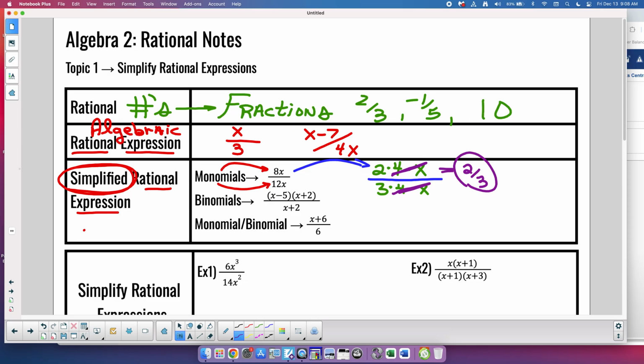You are also allowed to take binomials and divide by what? Binomials. Okay, that's an x plus 2 times an x minus 5 divided by an x plus 2. What do you think you can do? Get rid of it. X plus 2. X plus 2 with an x plus 2? Are they the same? Yeah. You positive? Yeah. Okay.